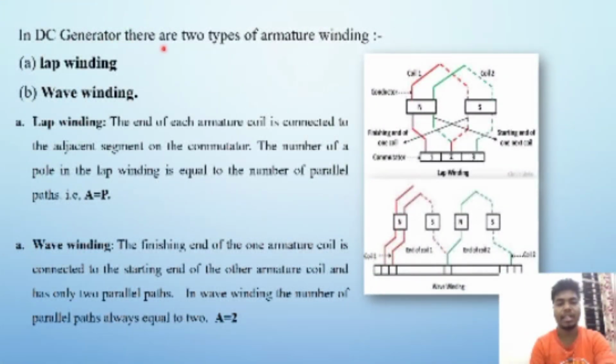In a DC generator, there are two types of armature winding: one is lap winding, the other is wave winding. Lap winding. The end of each armature coil is connected to an adjacent segment on the commutator. The number of poles in lap winding is equal to the number of parallel paths. Wave winding. The finishing end of one armature coil is connected to the starting end of the next armature coil and it has only two parallel paths. In wave winding, the number of parallel paths is always equal to 2. In lap winding, there is a single terminal connection. In wave winding, there are two terminal connections.